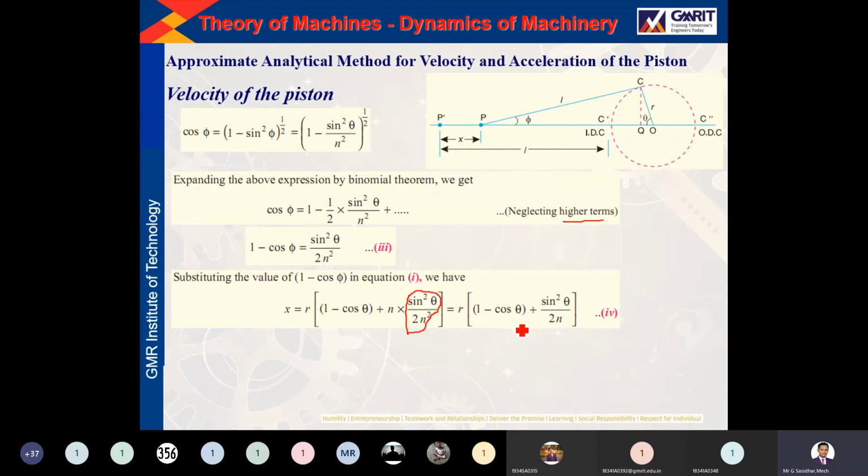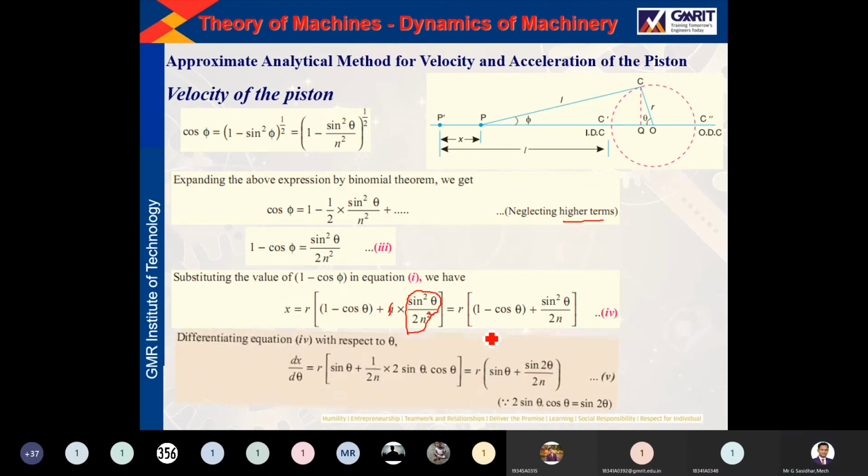Now again r into (1 minus cos theta) plus sin square theta by 2n, because n in this square term and 1n will get cancelled. I am left with r times (1 minus cos theta plus sin square theta by 2n). Okay. Now what is that? We got the expression for displacement x.